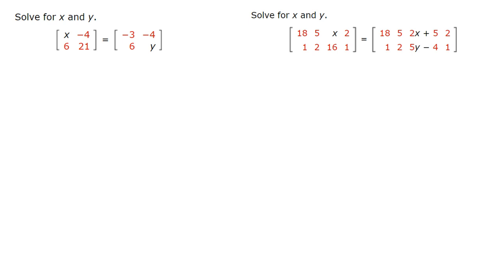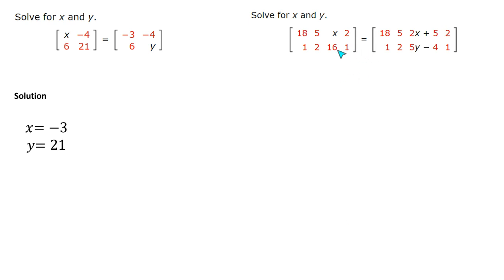So for the next example, solve for x and y. And so the only thing we know here is that these two matrices are equal. And I know that because of the equal sign. So if two matrices are equal, they have to have the same entries. In other words, if I have a 6 here, this has to be a 6. I have a -4, this has to be a -4. So I have a -3. That means that x has to be -3. And y is going to have to be 21. And so that is how we solve for x and y there.